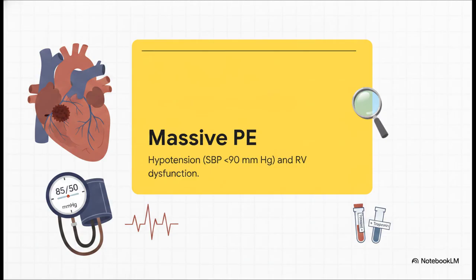You absolutely need to memorize the rigid difference between a massive and submassive PE. A massive PE is defined by hypotension, specifically a systolic blood pressure less than 90, plus right ventricular dysfunction. A submassive PE also has RV dysfunction or elevated biomarkers like troponin or BNP, but critically, there is no hypotension. That presence or absence of hypotension entirely dictates how you escalate treatment.